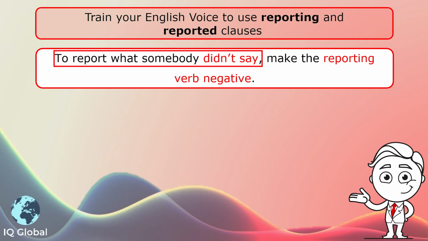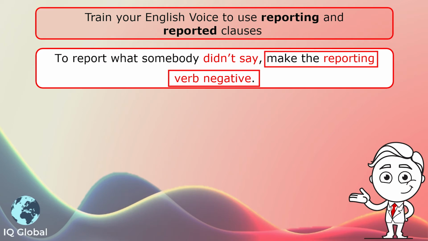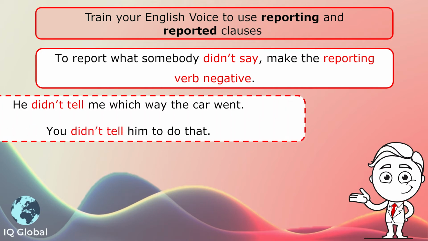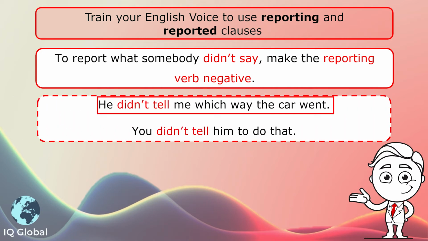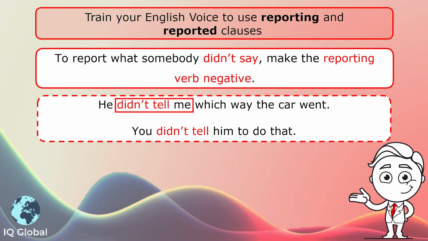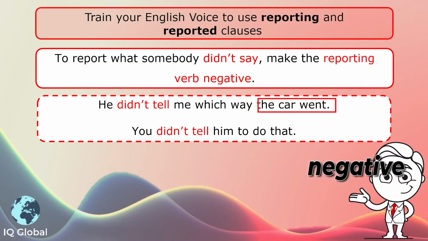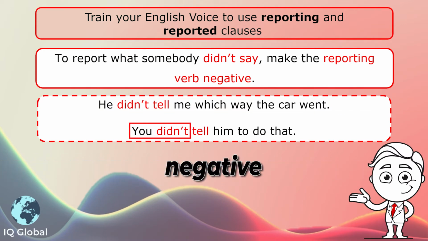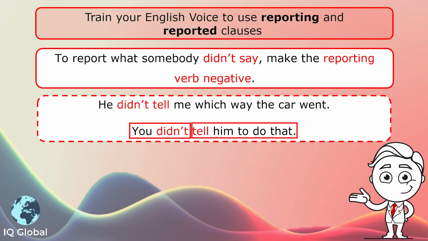To report what somebody didn't say, we just make the reporting verb negative. For example, he didn't tell me which way the car went. He didn't tell me, that's the negative. You didn't, negative, tell him to do that.